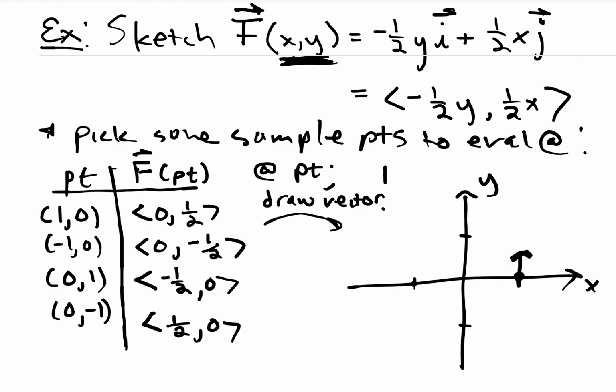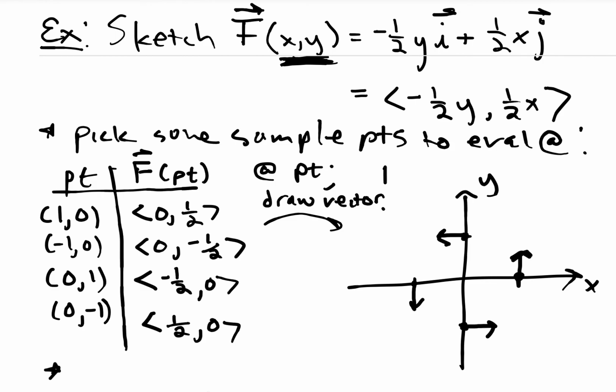So over here, I want to draw the vector (0, -1/2). At (0, 1), I want to draw the vector (-1/2, 0). And at (0, -1), I want to draw the vector (1/2, 0). Now, this actually doesn't give me too much detail on this particular vector field.